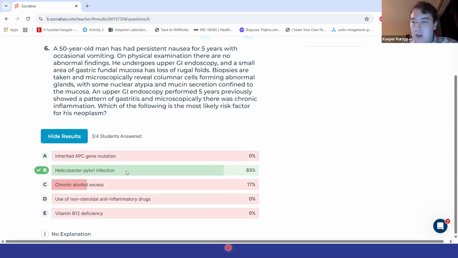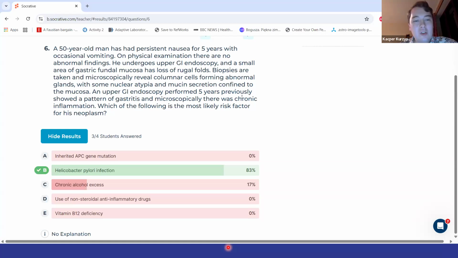Okay. So yeah, we have the question of what is going on. As most people have answered correctly, there is infection with H. pylori. So why is it? We have persistent nausea for 5 years with occasional vomiting, which is quite a common presentation in H. pylori. No abnormal findings on examination. Upper GI endoscopy shows a small area of gastric fundal mucosa with loss of rugal folds. Biopsy shows abnormal columnar cells, nuclear atypia, mucin secretion, so that's your adenocarcinoma.